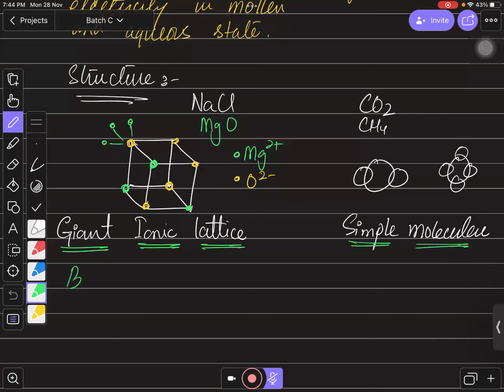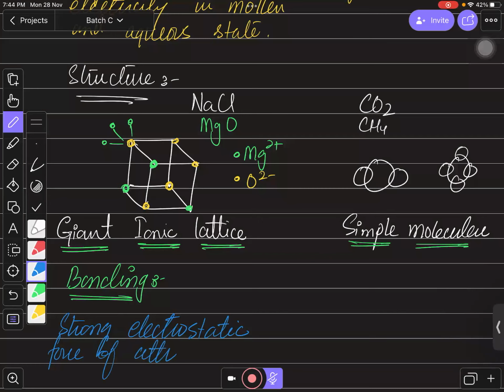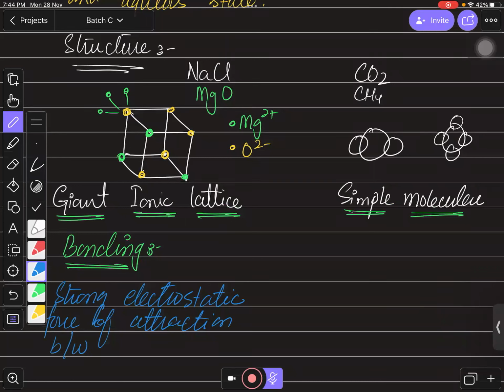If you talk about bonding, so we know what the bonding between the ions is over here. You need to remember that ionic compounds have strong electrostatic force of attraction. Whenever it is positive-negative attraction, it is strong electrostatic force of attraction. And you need to mention over there that it is strong electrostatic force of attraction between the ions, between the opposite ions, right? This strong force of attraction is between the ions, right?